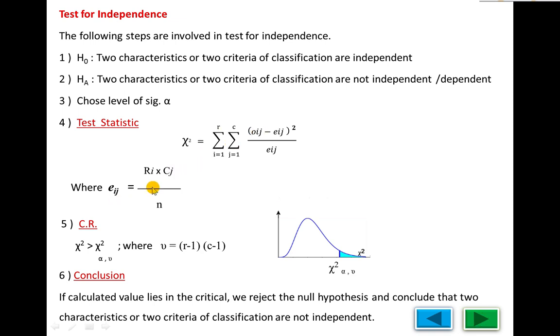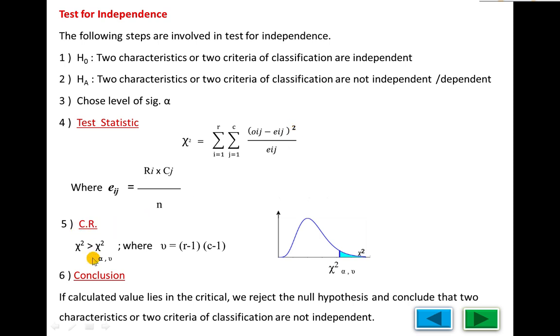So with the help of this formula, you can calculate all expected frequencies of all the cells corresponding to the observed frequencies. Then calculate the expression Oij minus Eij, whole square, divided by Eij for all these cells, and then add all values. You will obtain the double summation of Oij minus Eij whole square divided by Eij.